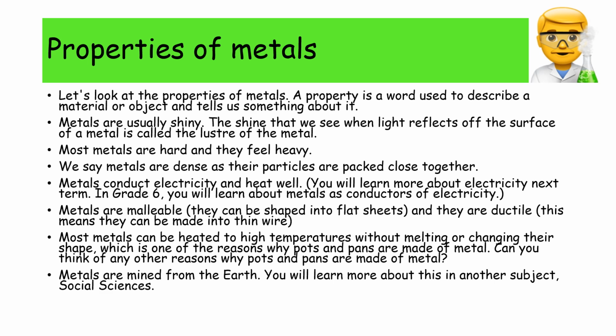Metals are malleable. They can be shaped into flat sheets, and they are ductile. This means they can be made into thin wire. Most metals can be heated to high temperatures without melting or changing their shape, which is one of the reasons why pots and pans are made of metal. Can you think of any other reason why pots and pans are made of metal?